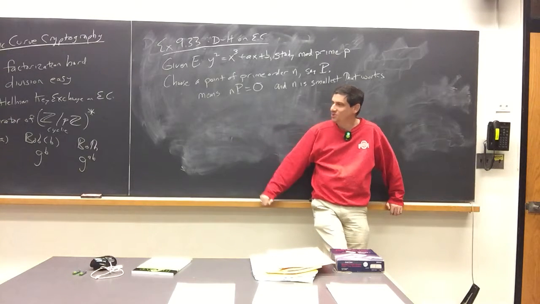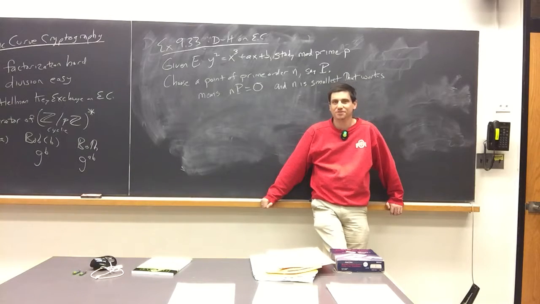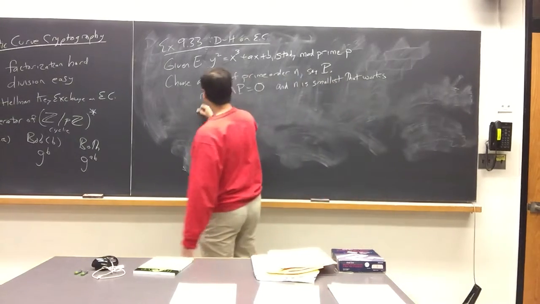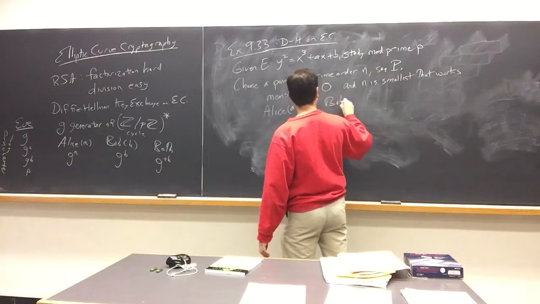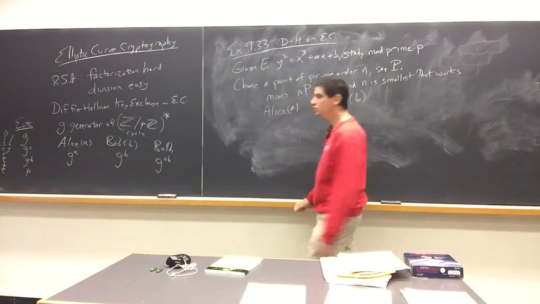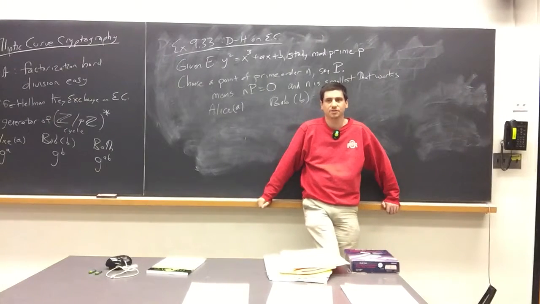We've got our setup over here. What should we do now? Yeah. So Alice chooses an A. Bob chooses a B. So what should Alice compute? So what would be the analog of G to the A?